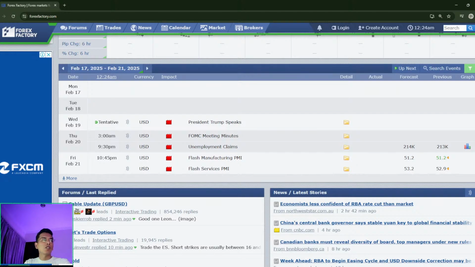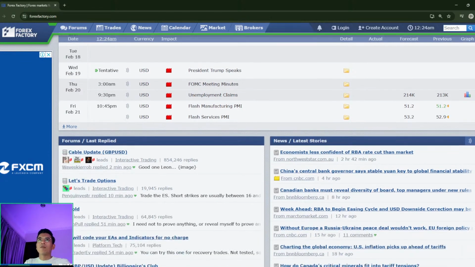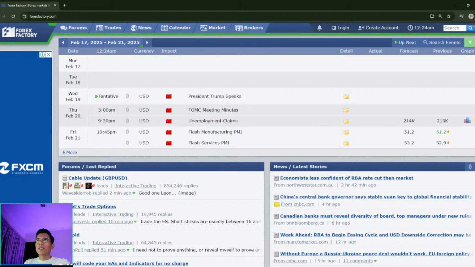So on Monday and Tuesday we do not have any high impact news related to the dollar, but starting from Wednesday we do have President Trump speaks. It is still tentative on which time he is going to speak. And on Thursday we will have the next high impact news, which is 2 high impact news. This is a little bit earlier in my time.